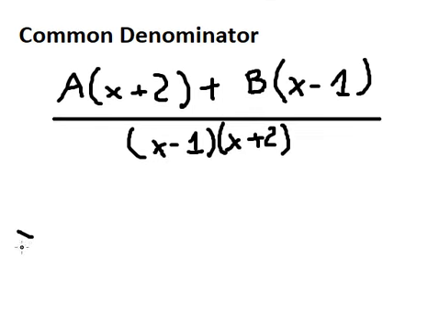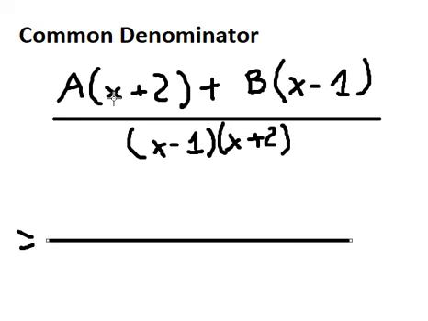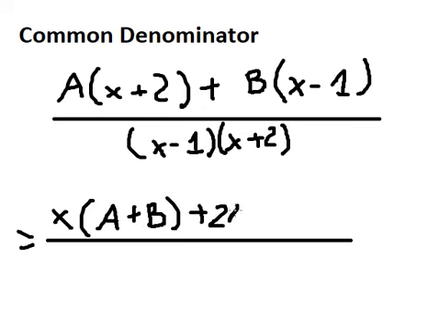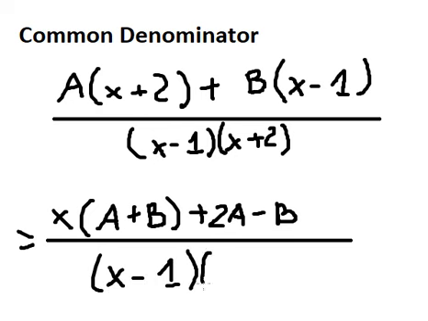Now we need to arrange based on the terms of s. For s, we have A and B. For the numbers, we have 2A minus B. And we have s minus 1, s plus 2.